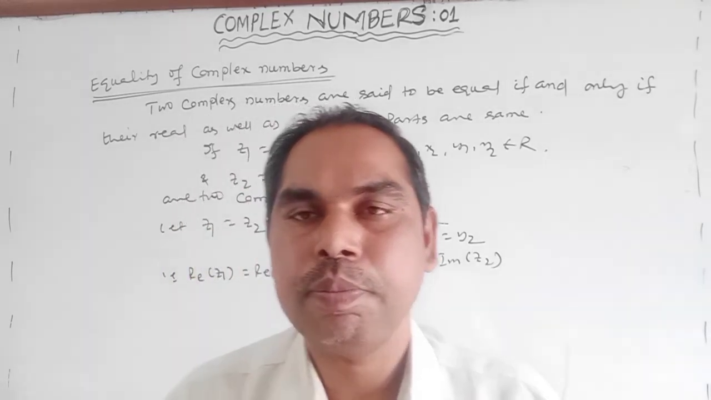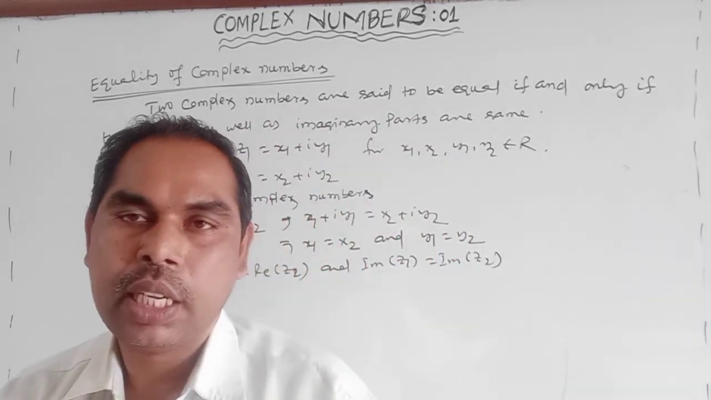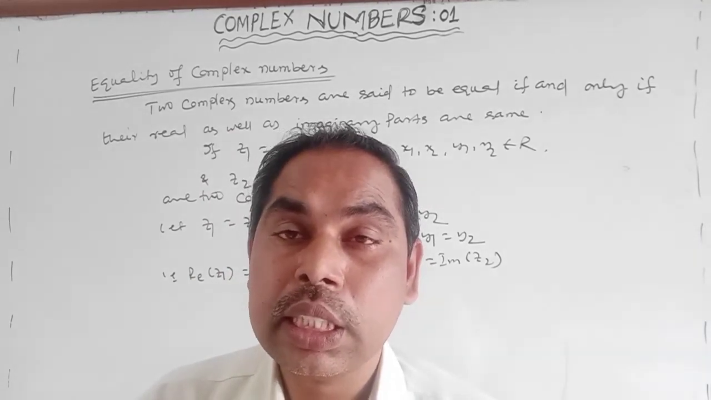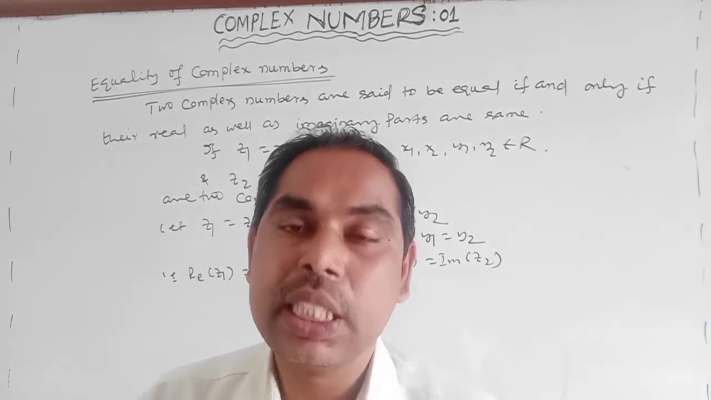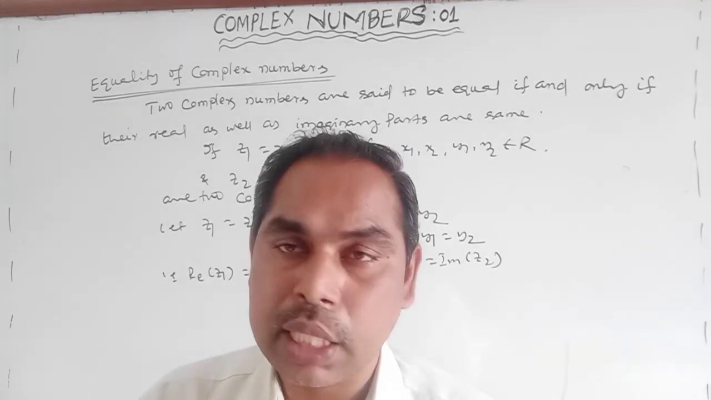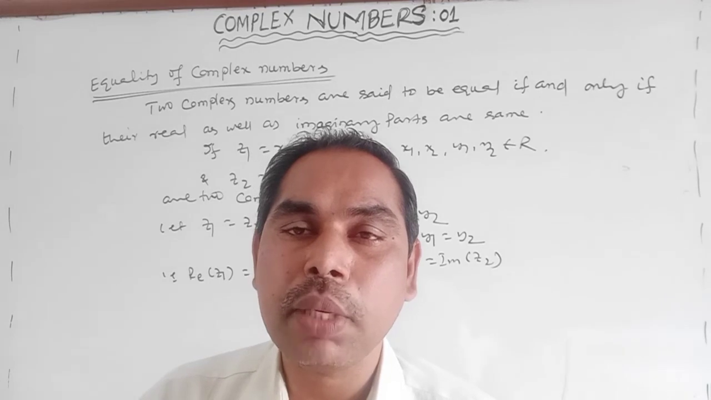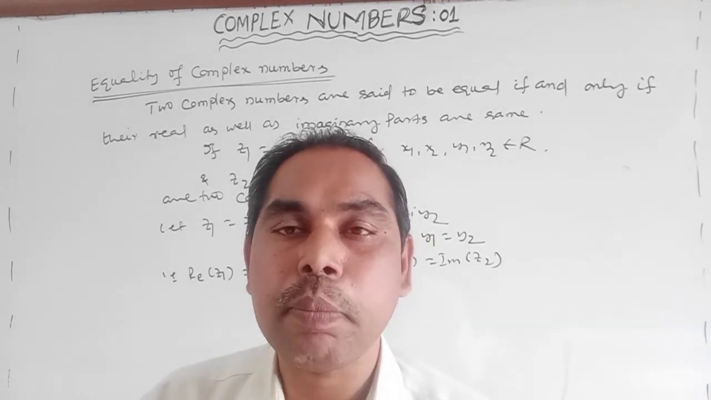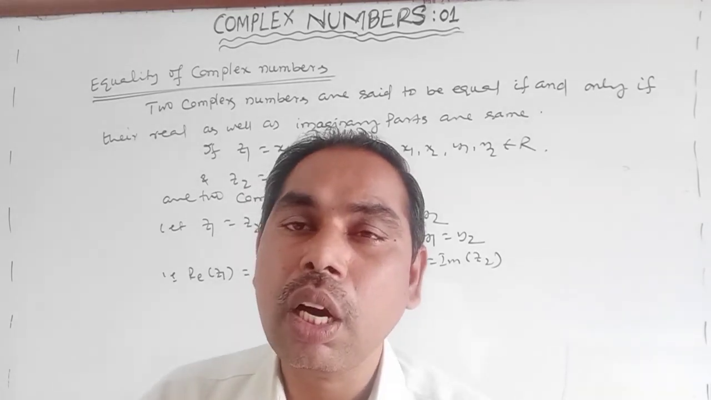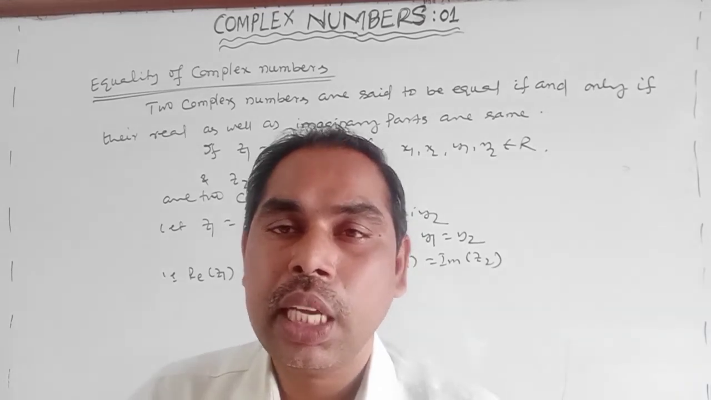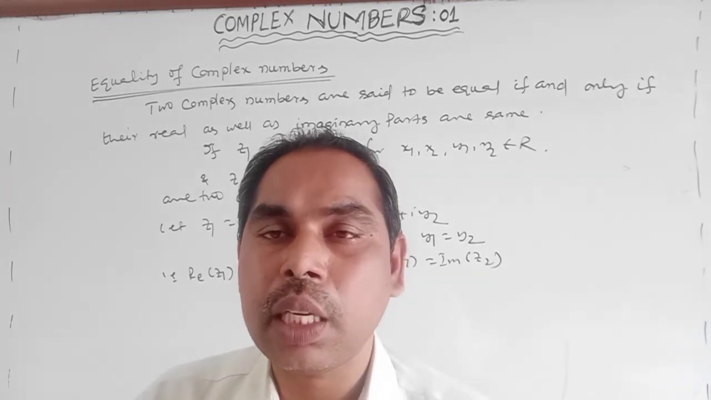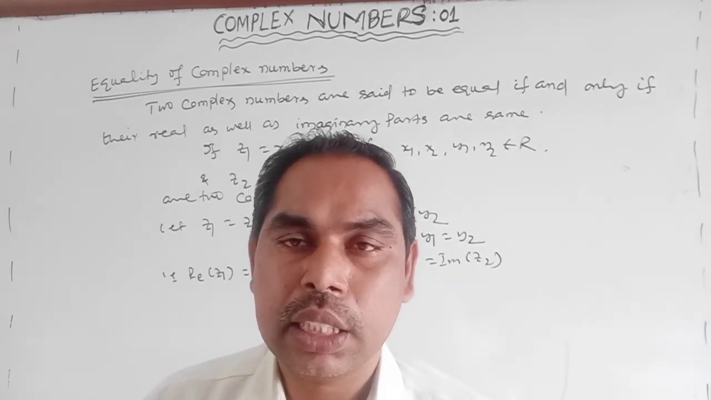Remember that two complex numbers are either equal or not equal, but two complex numbers cannot be compared, meaning z1 greater than z2 or z1 less than z2 is meaningless. They are not comparable, because they do not satisfy the order property. Order property means, for an ordered pair, suppose (a, b) greater than (c, d), it is meaningless.